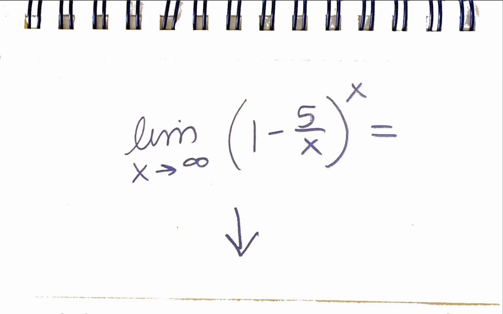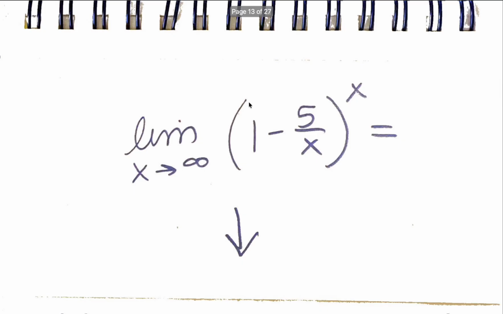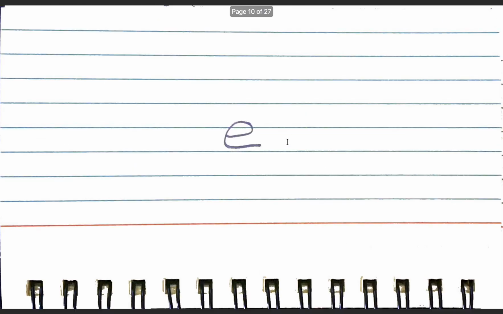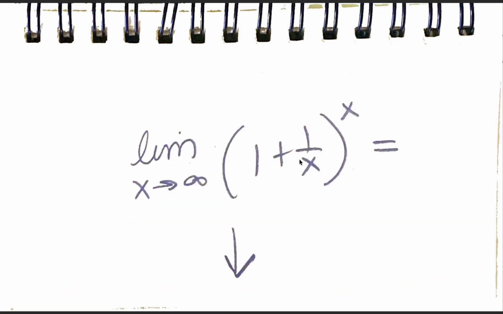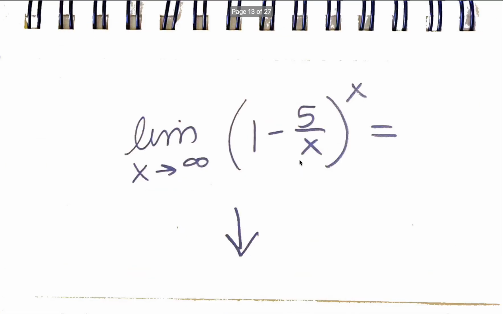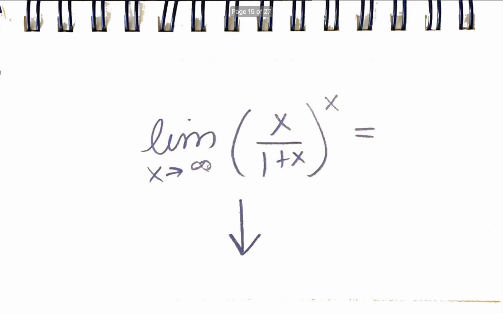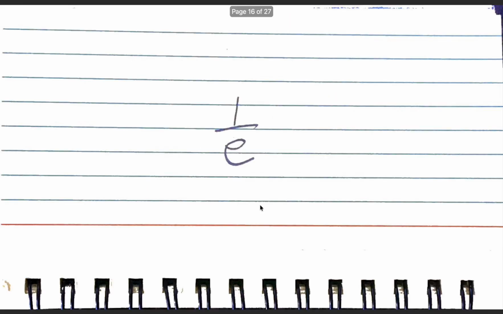What if we replace the constant on top of x with another constant other than 1? The answer will be e to the negative 5. Why is it negative? Because there's a negative in front. Remember the original function is 1 plus 1 over x. So if you change it to negative, then e has to be raised to another negative power. What is the limit as x approaches infinity of this thing? Well, you may guess this will be 1 over e.